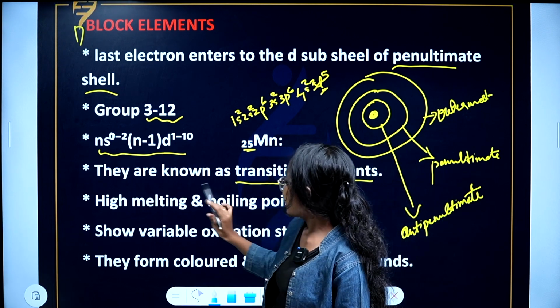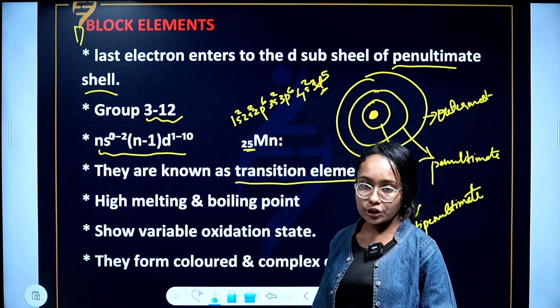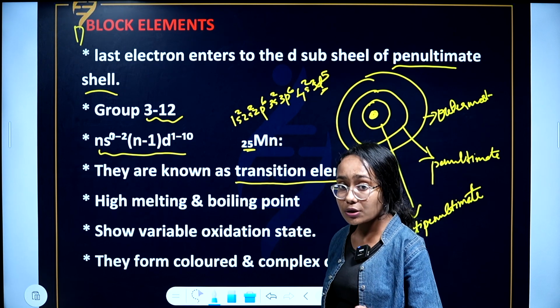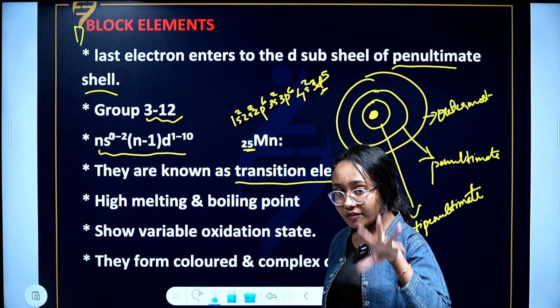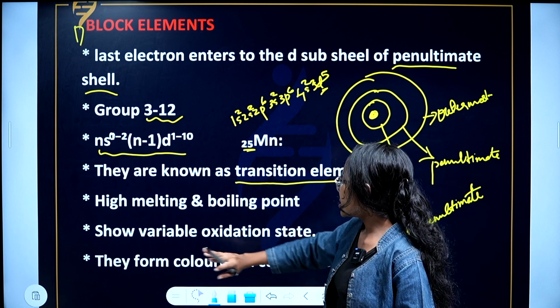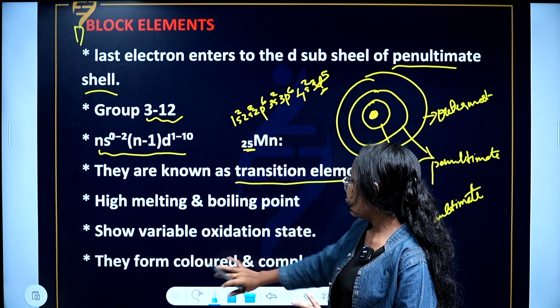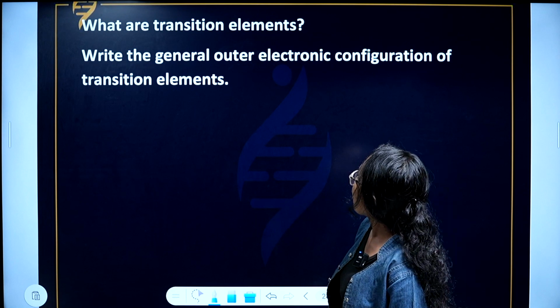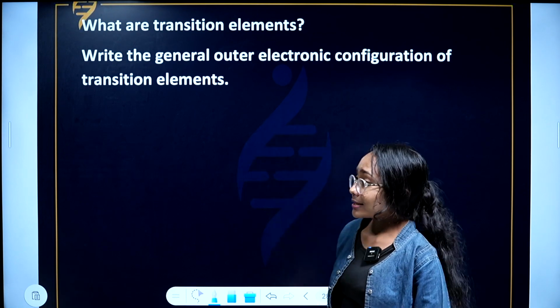They have high melting and boiling points. They show variable oxidation states. In the case of s block elements, the oxidation states were +1 and +2, those were fixed. In the case of d block elements, the oxidation states vary. They form colored and complex compounds.